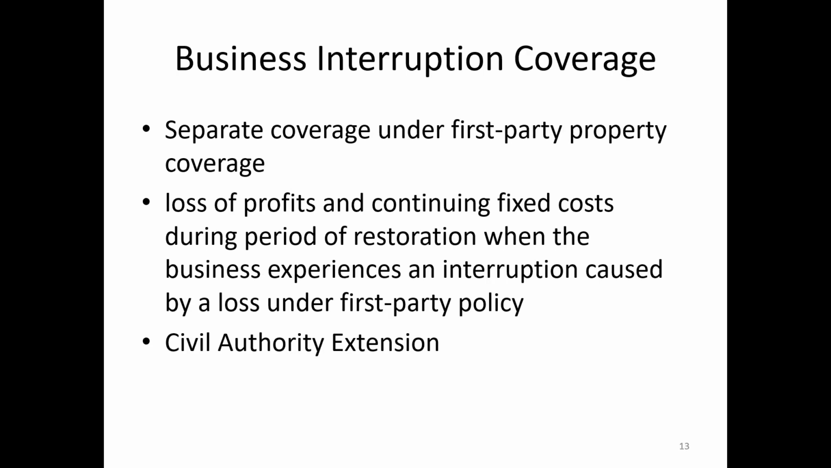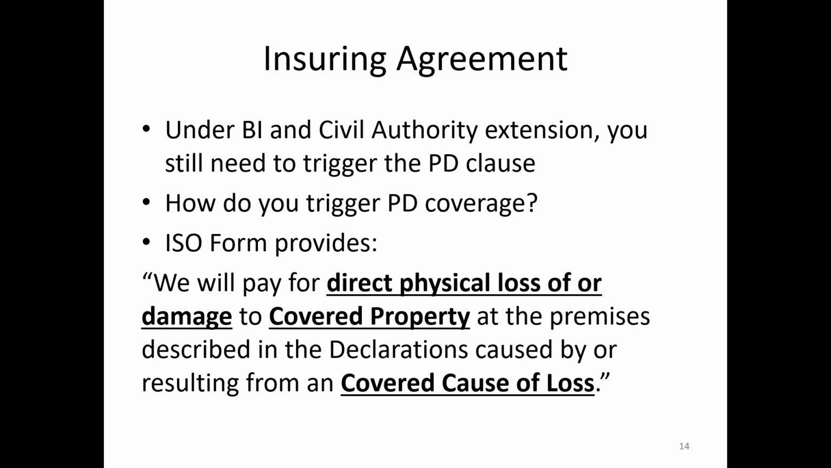But in any event, business interruption coverage provides a separate coverage under the first-party property policy. It provides for loss of profits and continuing fixed costs during the period of restoration when the business experiences an interruption caused by a loss under the first-party policy. There's also, many of these have civil authority extensions, which cover the government forcing closure. So these policies would seem to apply to these type of losses.